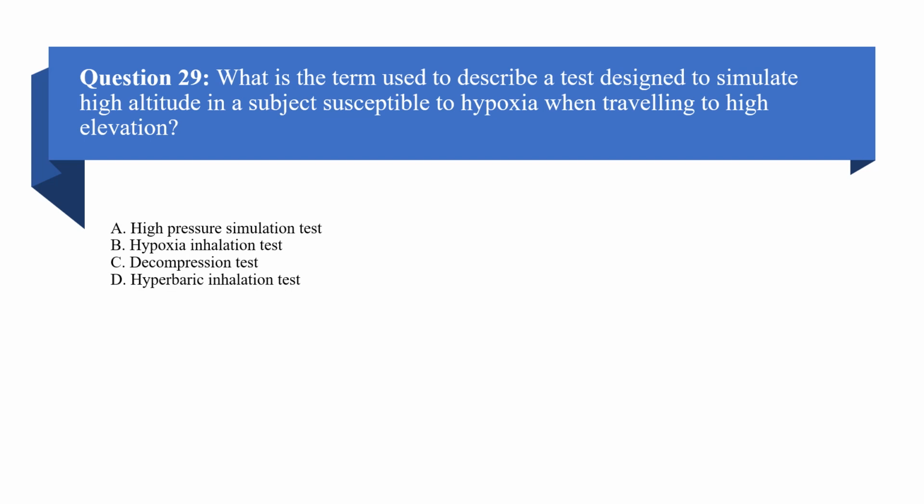Choices are A, high pressure simulation test, B, hypoxia inhalation test, C, decompression test, and D, hyperbaric inhalation test. Take a minute, even look at some of the labels of these answer choices. I'll be able to give you some insight. Correct answer is B, hypoxia inhalation test. Let's look at a little more on the explanation side of this.